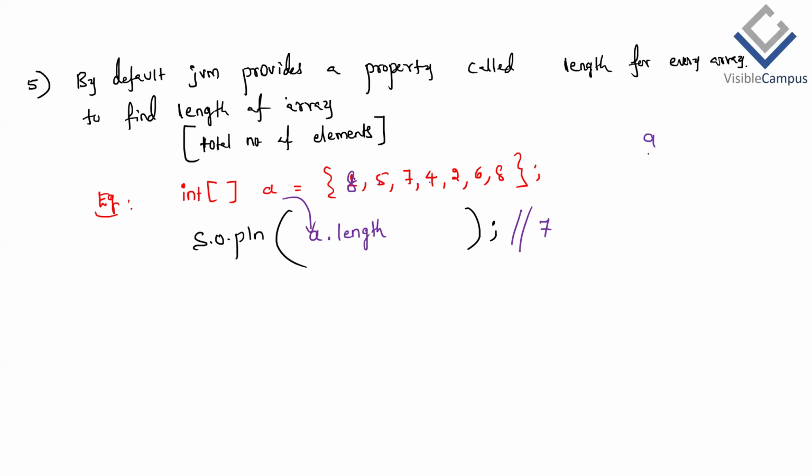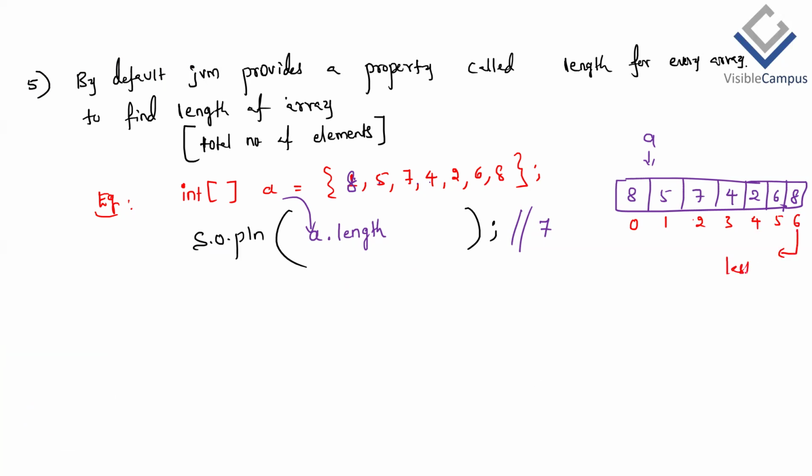So for the same A array, internally in memory, if it stores the elements in insertion order: 8, 5, 7, 4, 2, 6, 8, then the index numbers start from 0, then 1, 2, 3, 4, 5, 6. Correct or not? What is the last index? 6. What is the length? 7. Then can we generate one standard logic between the last index and length?